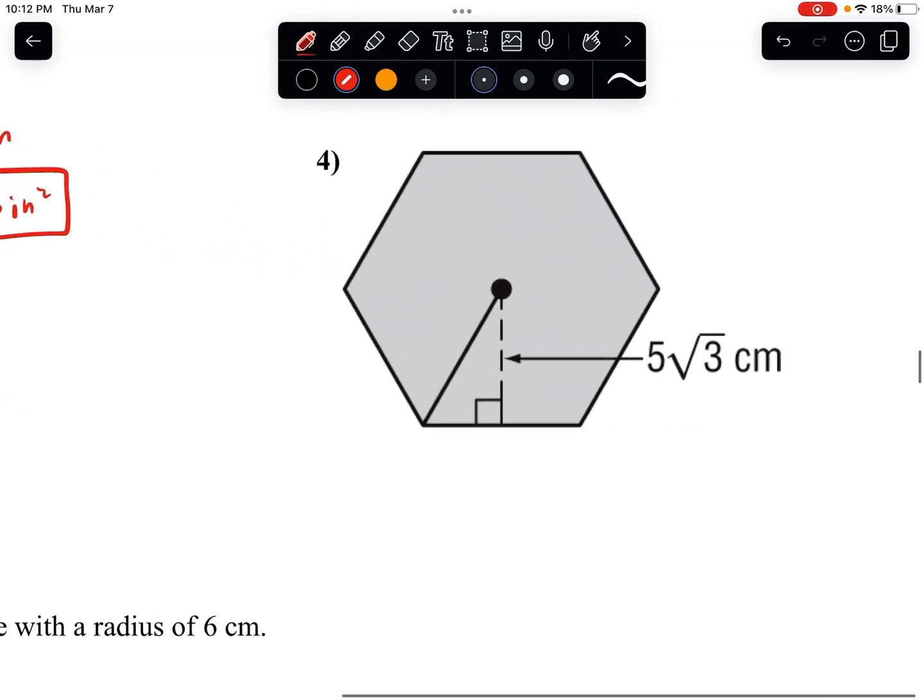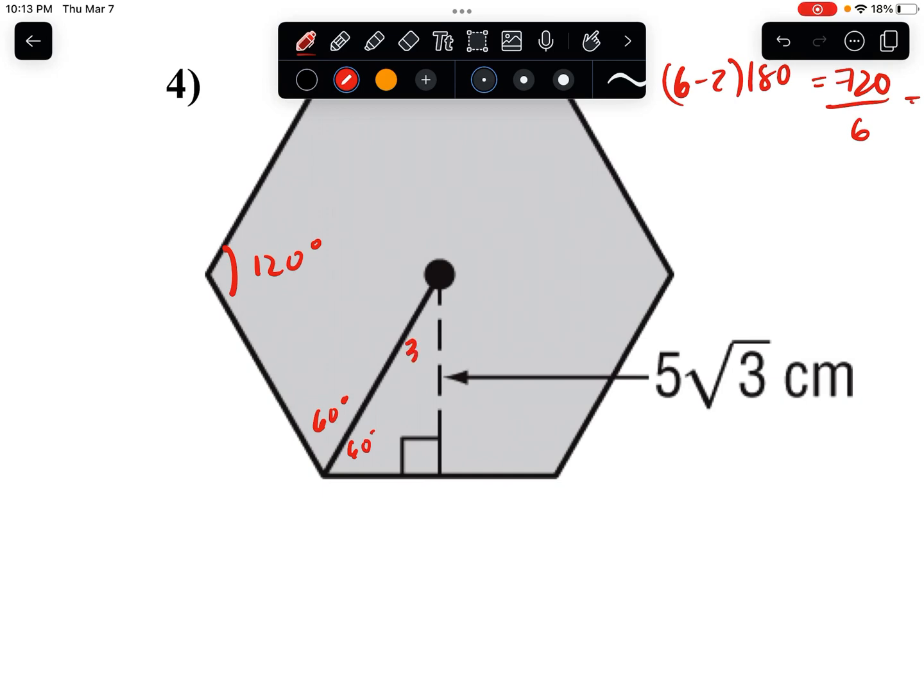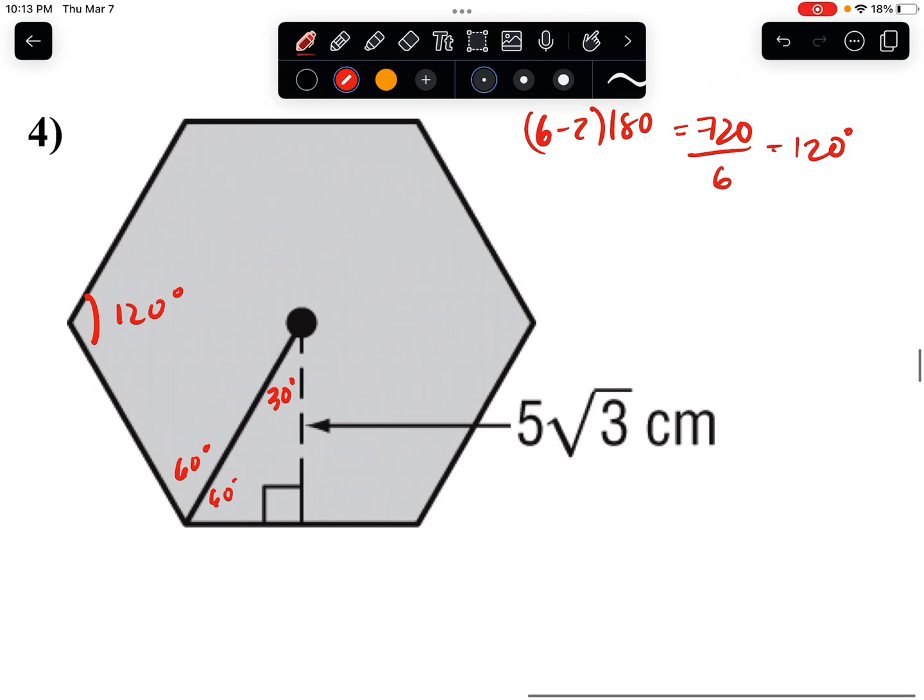This one, however, is a hexagon. There is no other way to do this other than finding the apothem, which is a given, and the perimeter, which we don't have yet. So this is a hexagon. We have 6 sides, so we take 6 minus 2 times the 180, which gives us 720 degrees. We divide that by the number of sides, 6, which gives us 120 degrees, and we split that up when it comes to the radius, 60 degrees and 60 degrees, which is beautiful because now we have a triangle here that's 30, 60, 90.